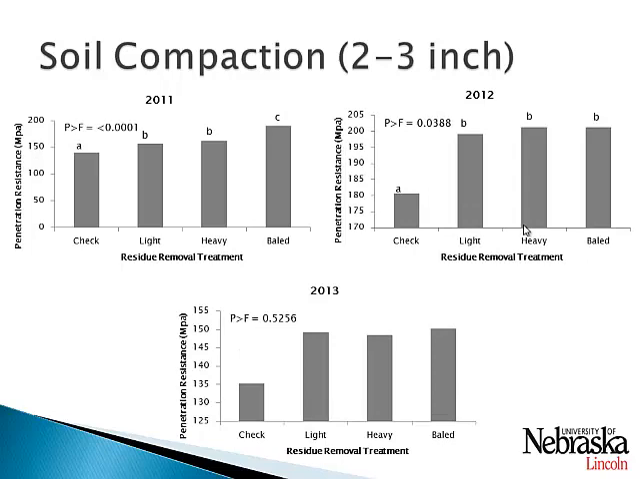This is from 2 inches to 3 inches. Now things start to level out a little bit in 2011, as you'd expect. As you go deeper in the soil, you expect to see less impact from the cows or from the baling equipment. In 2012, we see that the check was significantly less than all of the other treatments. And then in 2013, we see the same trend as in 2012, but again, no significant differences.